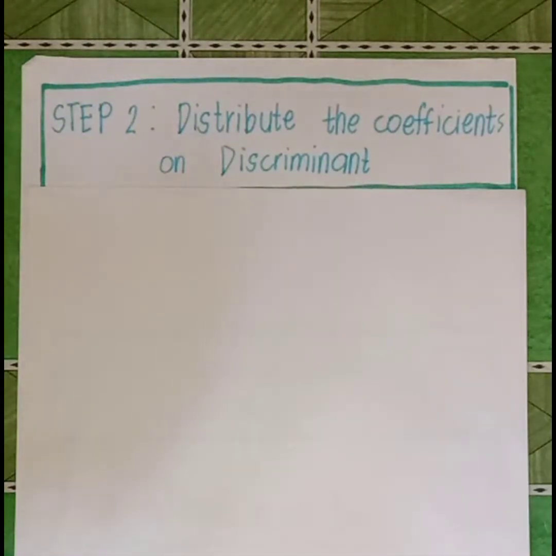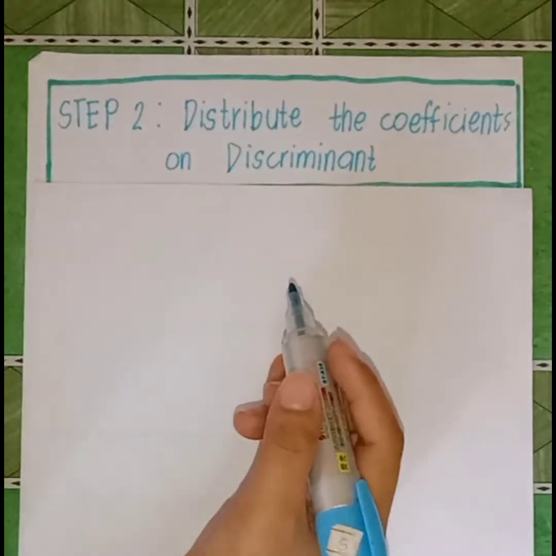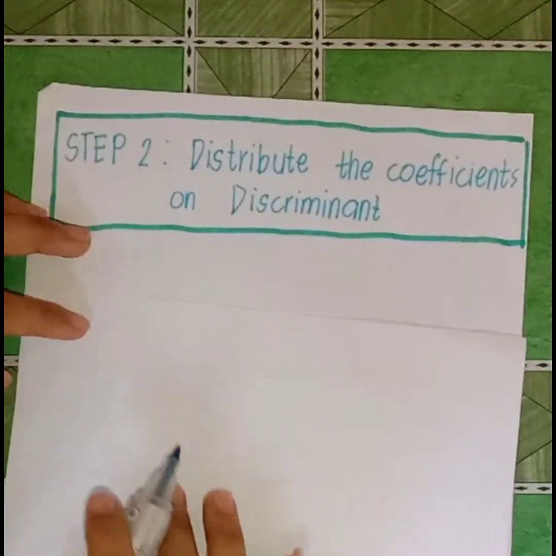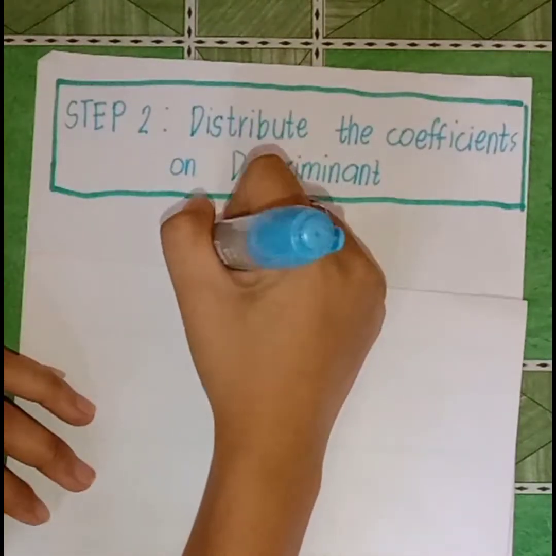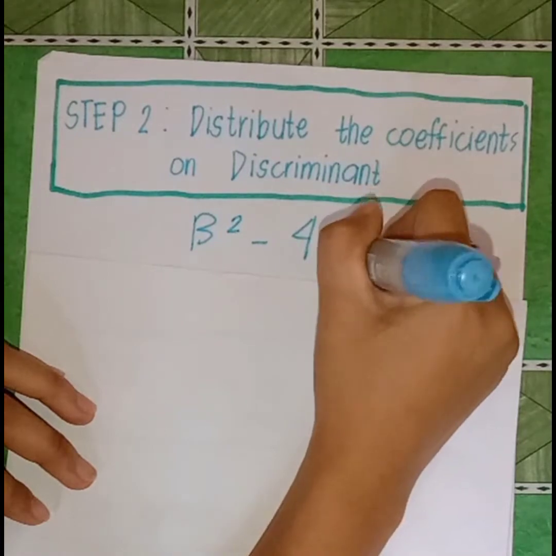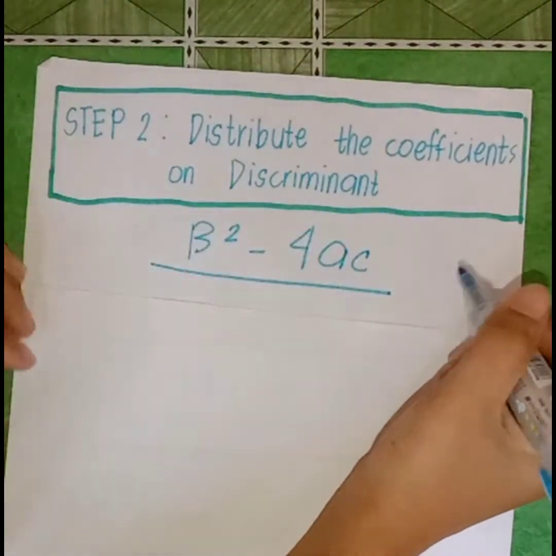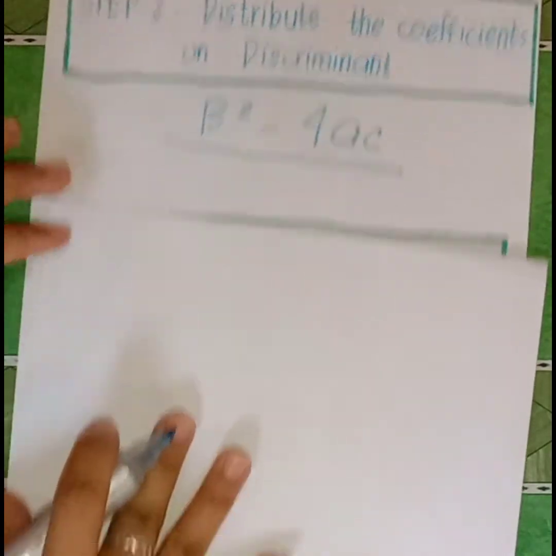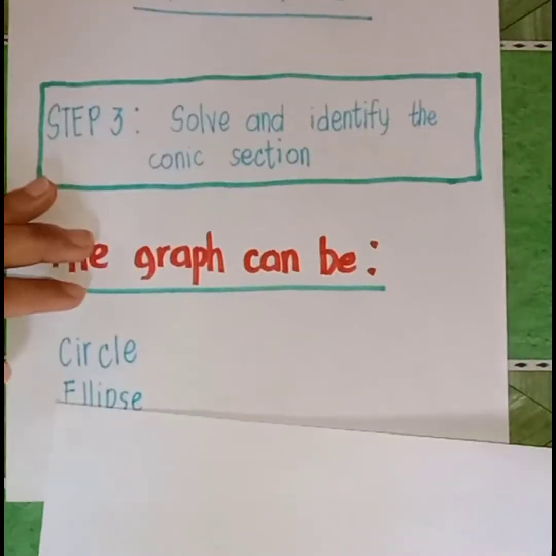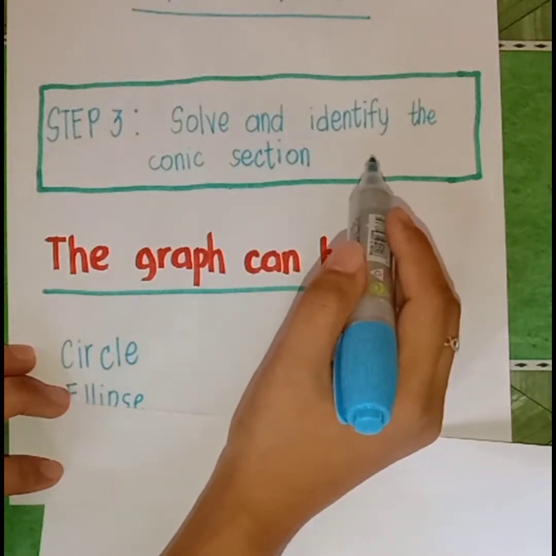So our step 2 is to distribute the coefficients on the discriminant. Our discriminant is b squared minus 4ac. This is the discriminant. So our step 3 is to solve and identify the conic section.